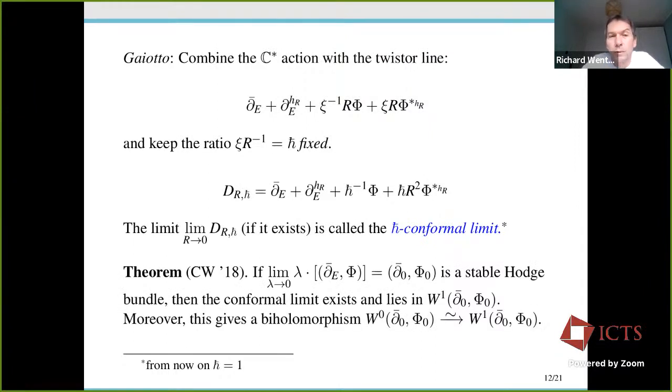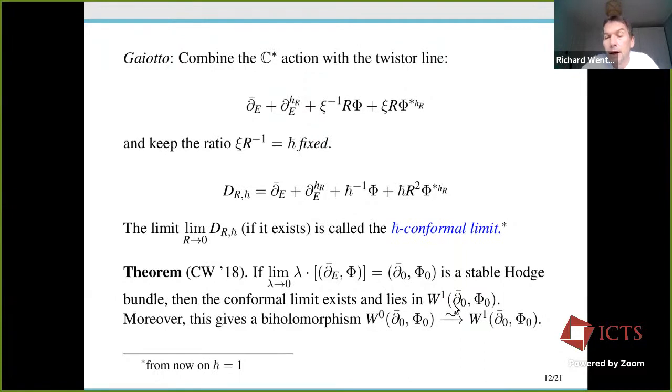And so what we proved, so now I'm restating the theorem that I stated earlier, but in slightly more detail, is that as long as this Hodge bundle is a stable Hodge bundle, as stable as a Higgs bundle, in other words, which is an almost everywhere kind of condition, then the conformal limit indeed exists.